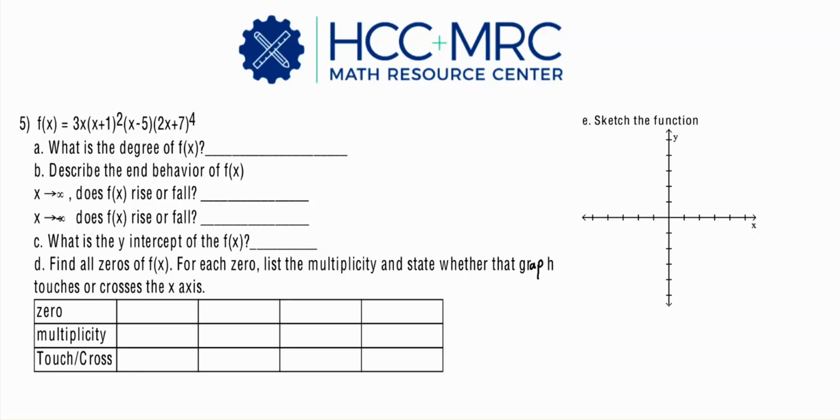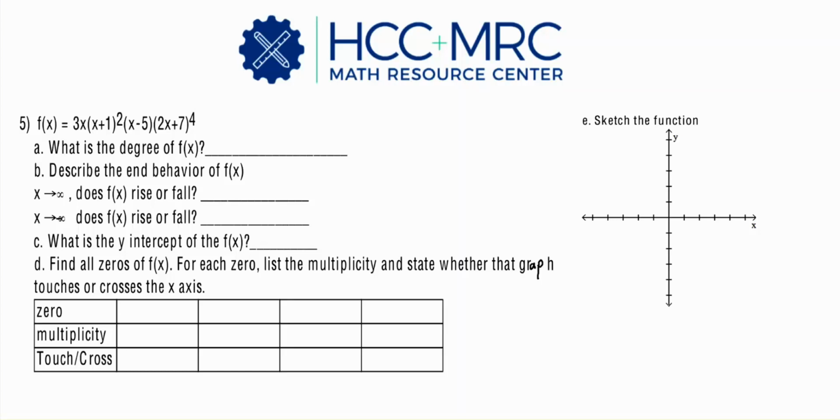This is question number 5. The question reads, f of x equals 3x times the quantity of x plus 1 squared times the quantity of x minus 5 times the quantity of 2x plus 7 to the 4th power. What is the degree of f of x?